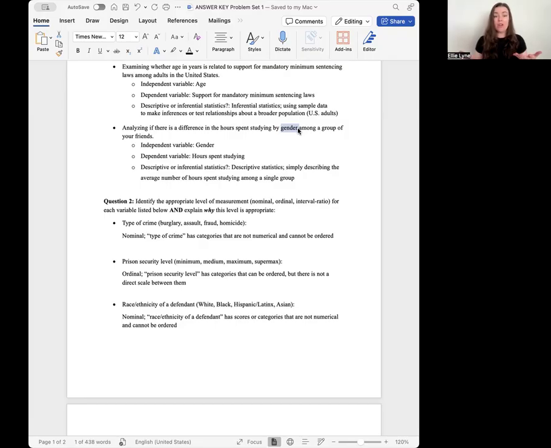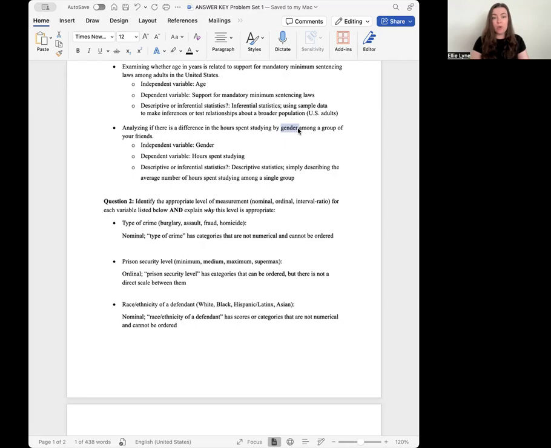We're assessing whether or not someone who is male or female has a different amount of time spent studying in this particular example. And so we know our independent variable is gender, and our dependent variable is hours spent studying.